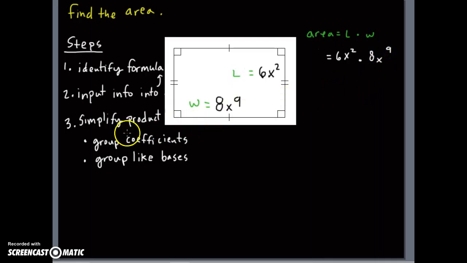Now I can simplify the product of these by grouping our coefficients and grouping our like bases. We're very familiar with how to do this from our exponent unit. The coefficients here are 6 and 8, so I'm going to write those in front. So we've got 6 times 8. And then our like bases here are x squared and x to the 9th that we can group right next to each other as well. Now we can multiply the coefficients. So 6 times 8 is 42.